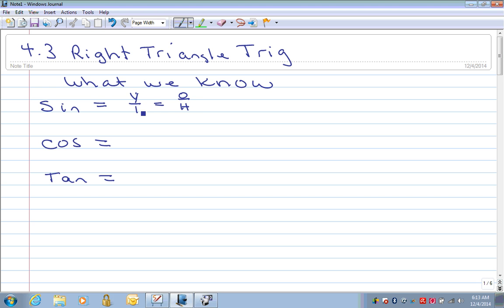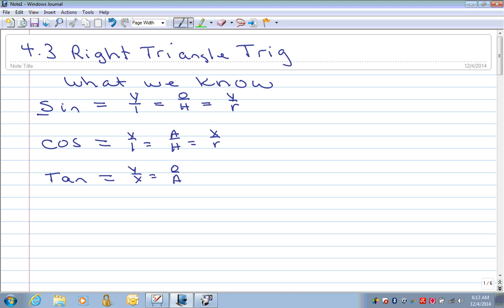I'm also going to write the y over 1. We know that in the unit circle, 1 represents the radius, so sometimes we're going to see it as y over r for radius, and I think that's very important. For cosine, then, we know that it is x over 1. From geometry, we know that it's adjacent over hypotenuse, and we could also say that that is x over radius. And for tangent, we know it's y over x. From geometry, we know that was opposite over adjacent.